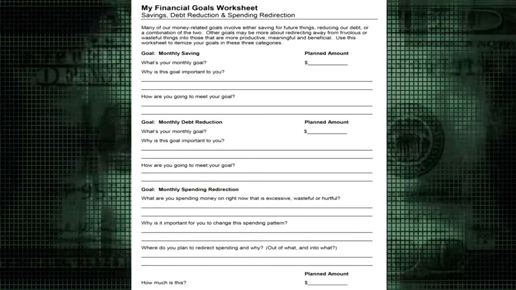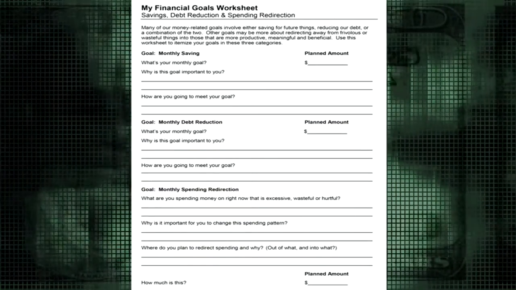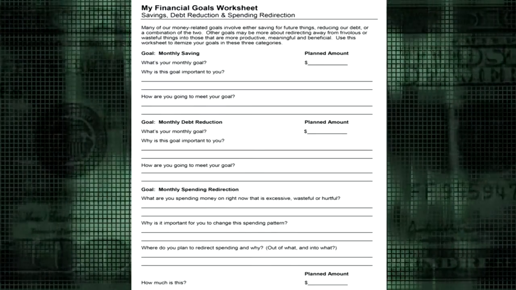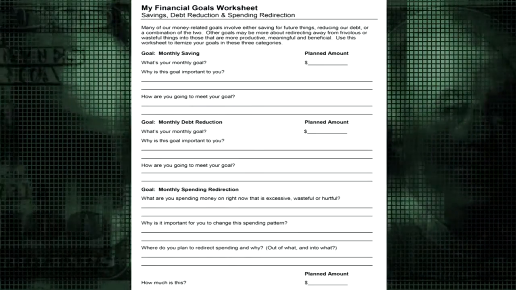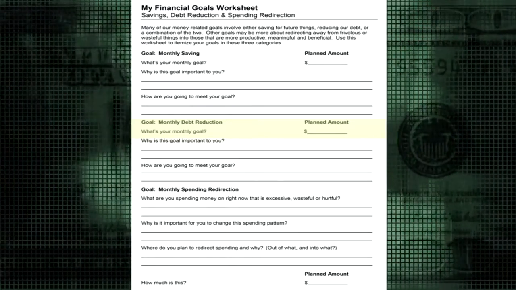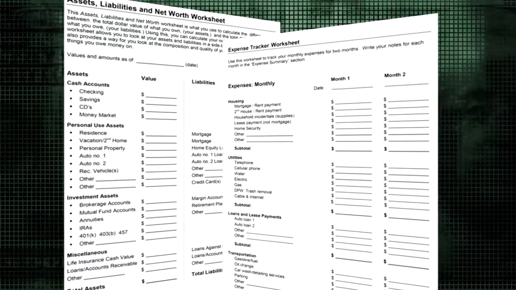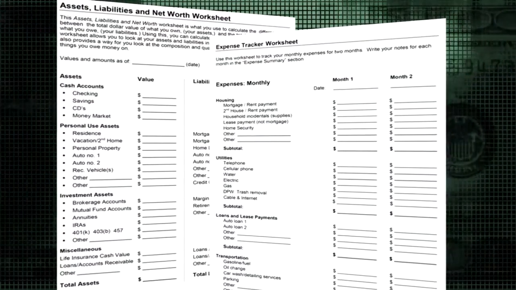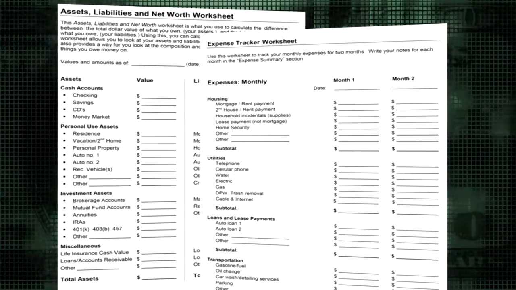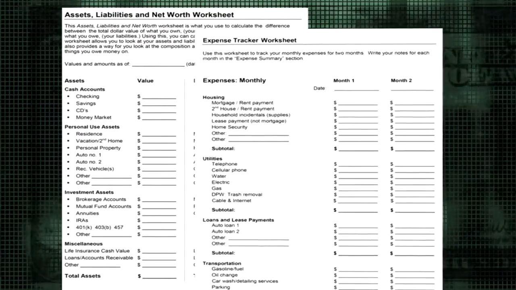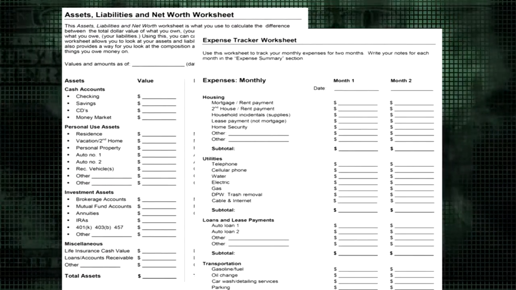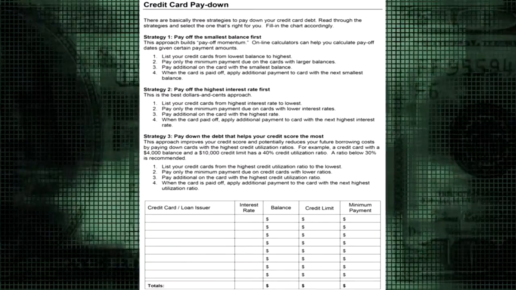Let's look at how to use the My Financial Goals worksheet if your goal is to reduce debt, like credit cards and installment loans. Start by entering the amount you plan to reduce your debt by each month. Make the amount realistic. You can always increase it. Your Expense Tracker worksheet and your Assets, Liabilities, and Net Worth worksheet from Video 3 will be helpful in determining which liabilities you want to start paying down.